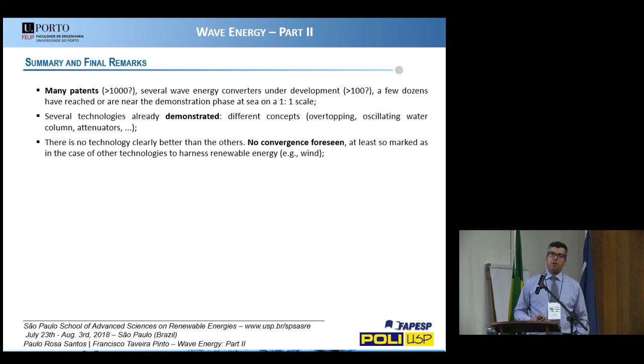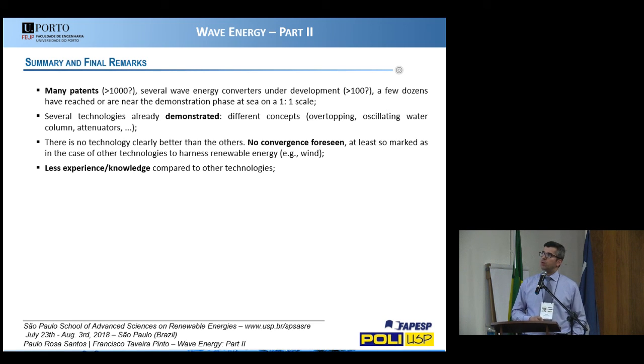We have several technologies, and we do not expect a convergence in the near future. Maybe the number of technologies could reduce to only a few, each one suitable for a certain type of application. For application in breakwaters, for application in deep water conditions, for applications in intermediate waters. So we do not expect a convergence in the near future.